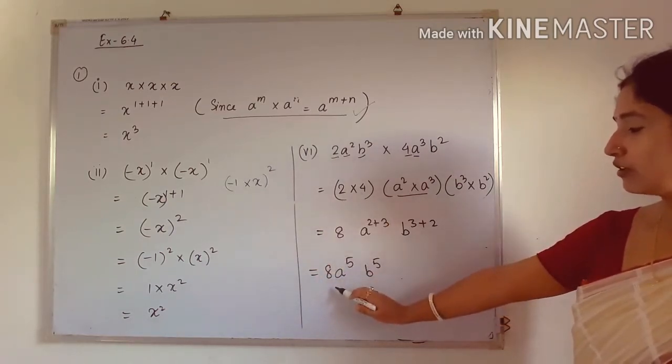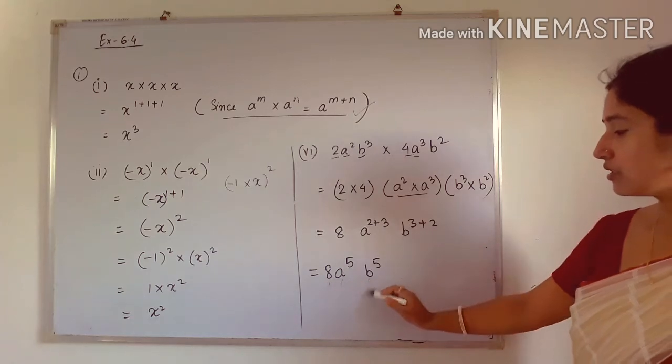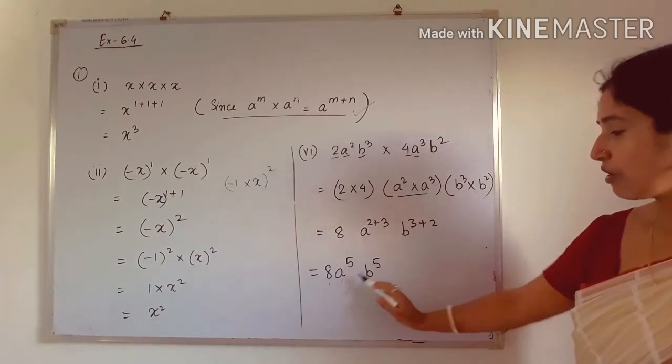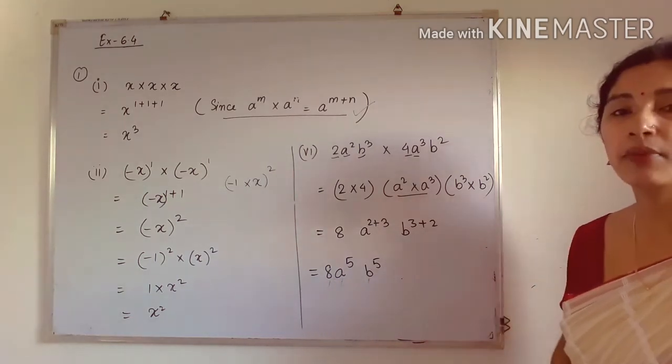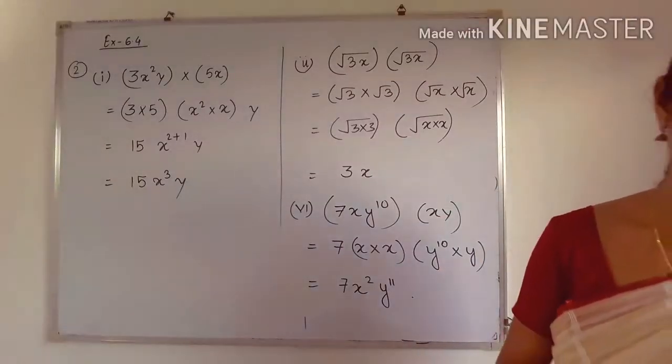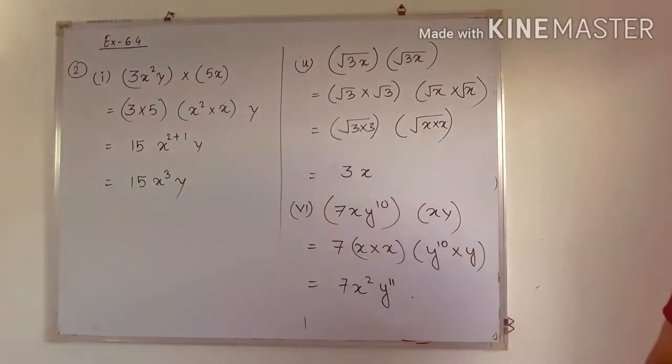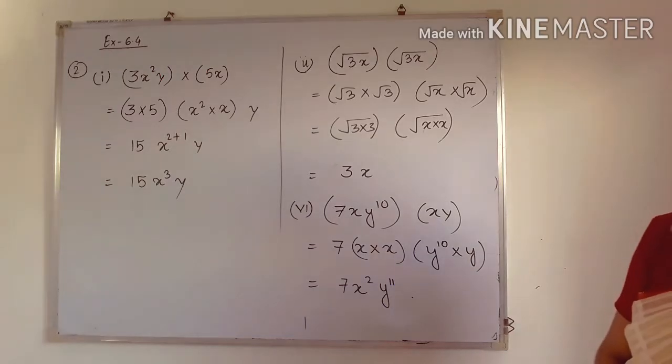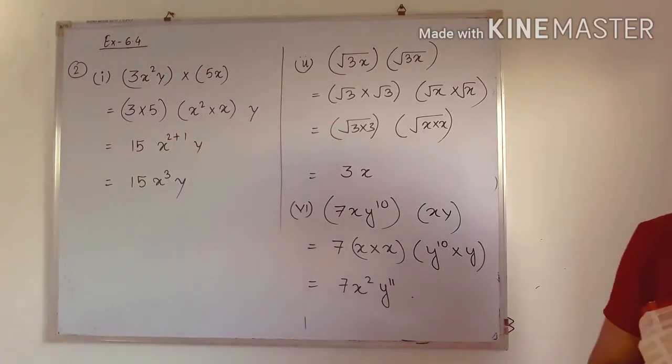And it is what? 2 4s will be 8. So all the numbers here, like 8, a to the power 5 and b to the power 5, they are multiplied with each other. So see, in question number 2 you have to find the product. So in number 1 see, again you have to collect the constant, then you have to collect the variables.